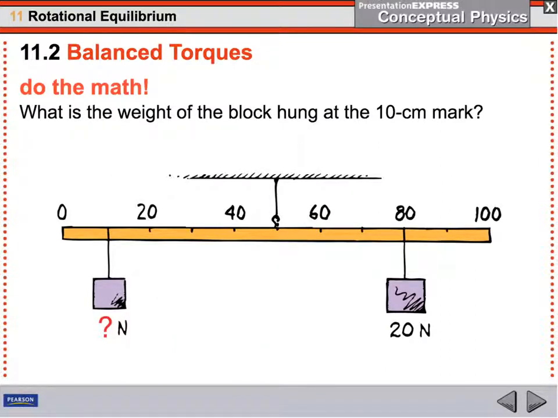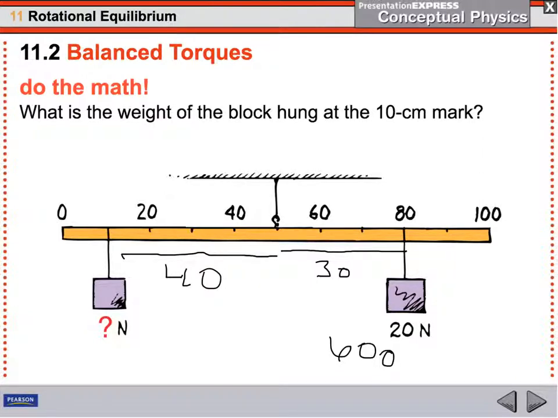What is the weight of the block hung at the 10 centimeter mark? So how would we find that out? From here, it's gone 10, 20, 30. So we're at 30 and 20. 30 times 20 is 600. So here we're at 10, 20, 30, 40. 40 times what will give me 600?